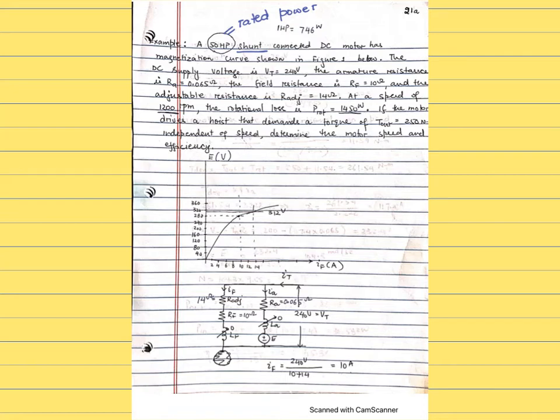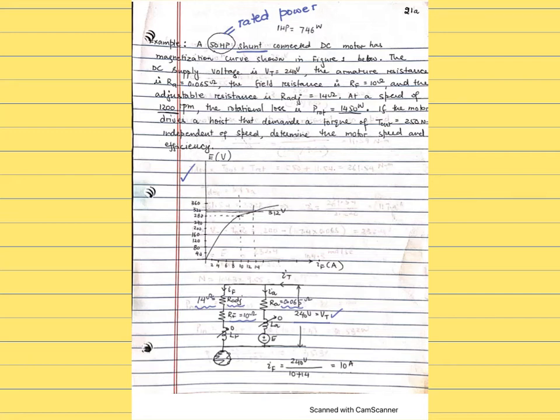A shunt connected DC motor has the magnetization curve shown in this graph in here. The DC supply voltage is 240 volts. The armature resistance is 0.065. The field resistance is 10 ohms. And the adjustable resistance is 14. So there is an adjustable resistance in the field winding, which is set to a value of 14 ohms at a speed of 1200 RPM. So those are the variables or parameters at a speed of 1200 RPM.